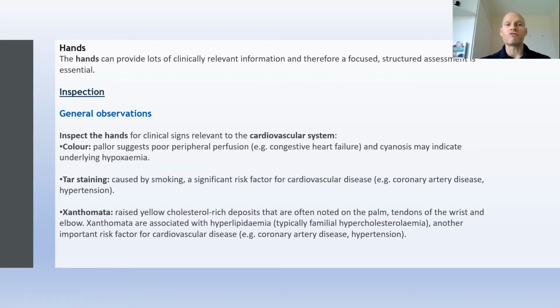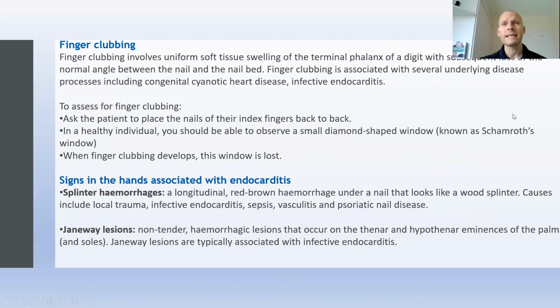Xanthomata, raised yellow cholesterol-rich deposits around the thenar, hypothenar eminence. So we're looking to see if there's any discoloration around the hands, the palms, anything that may give us an indication that this person may be systemically unwell. Again, so we're looking at the color of the hands.